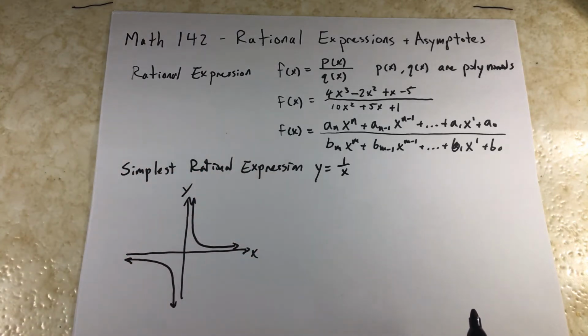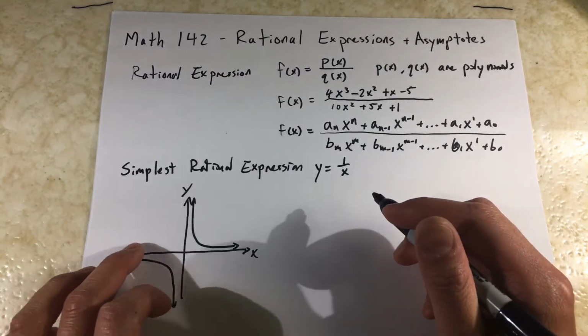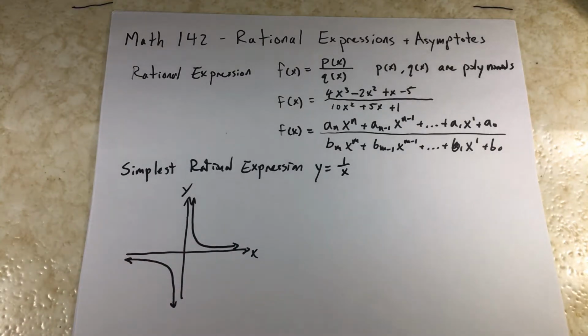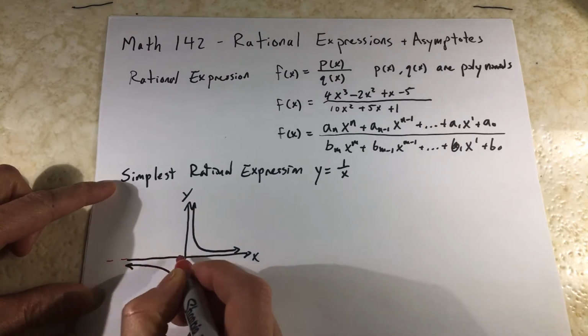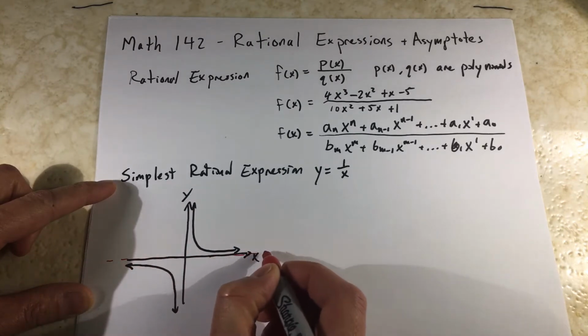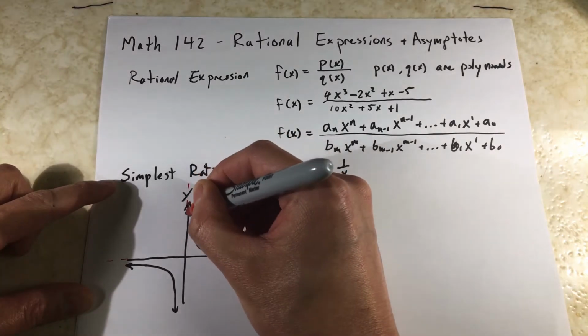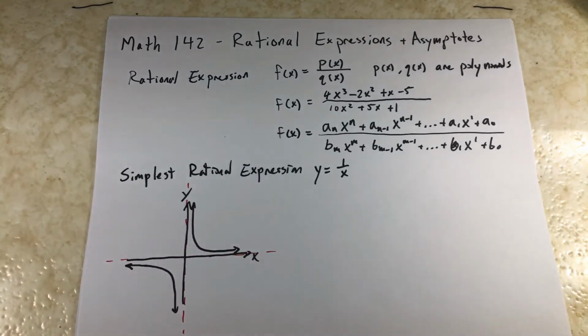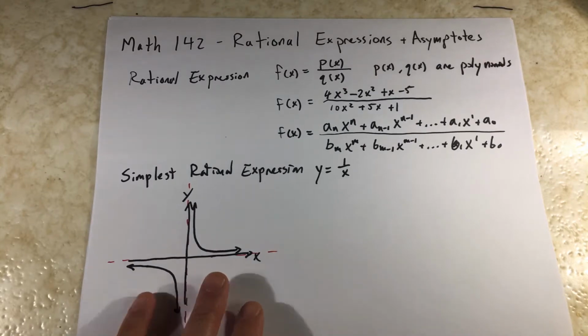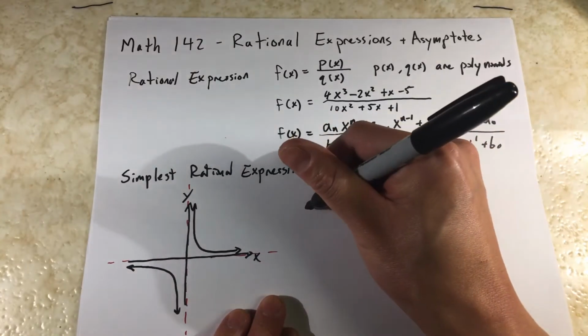All right, so in this case, these lines that they never intersect, in this case it's the x and y axis. I'll try to draw it in red. These are what are called asymptotes. Okay, so asymptotes are basically lines that the function doesn't cross. It turns out there are some exceptions to that, but in general, that's what an asymptote is.